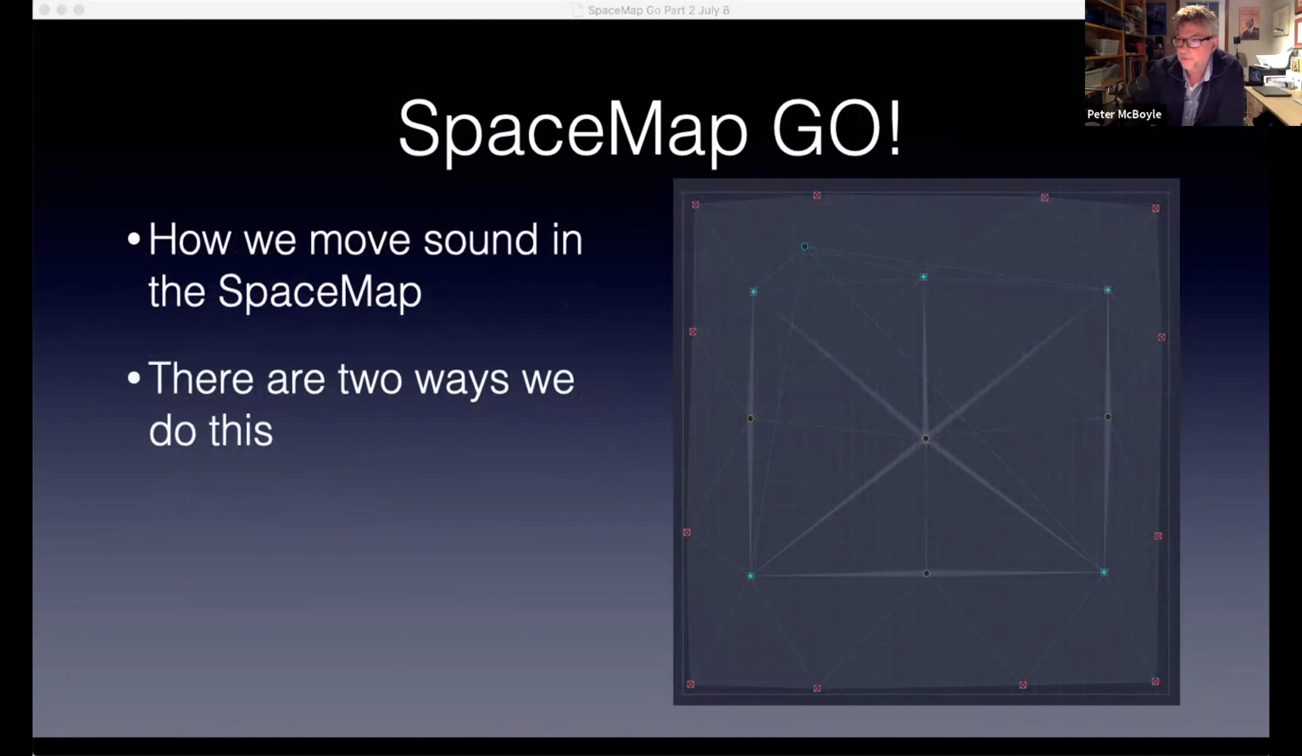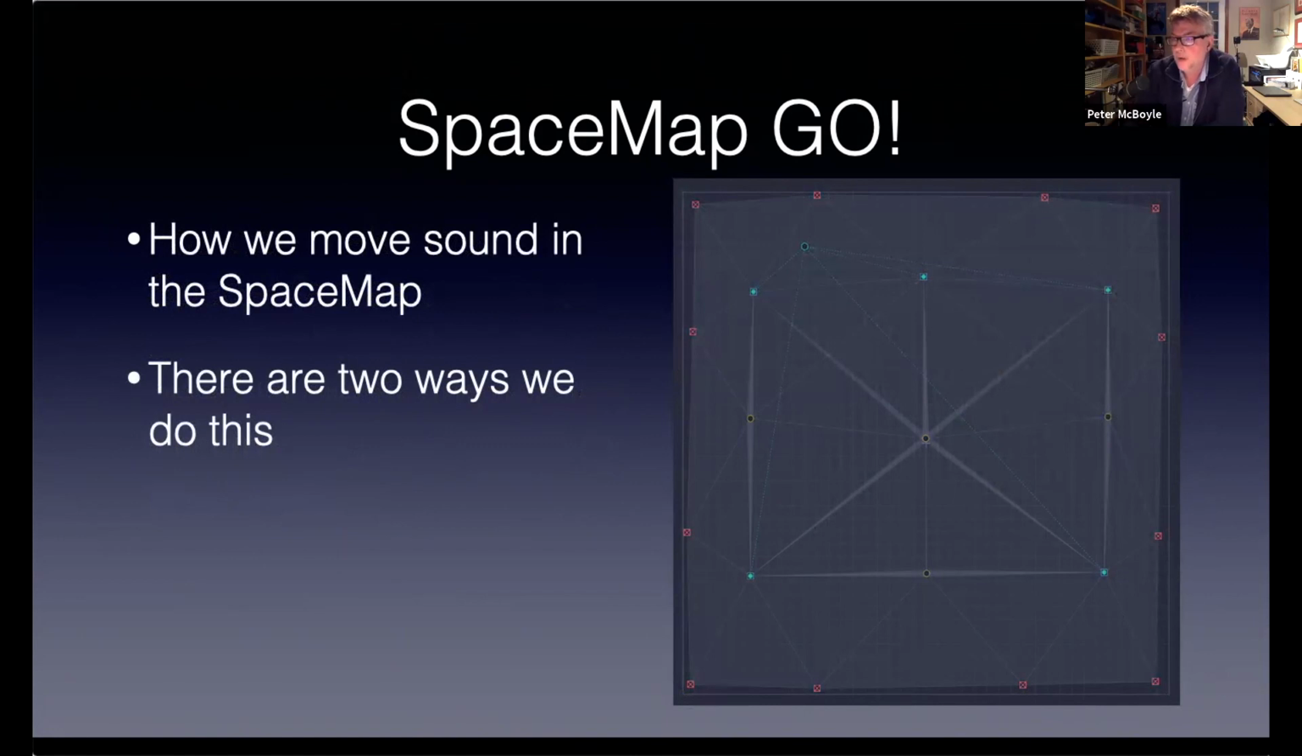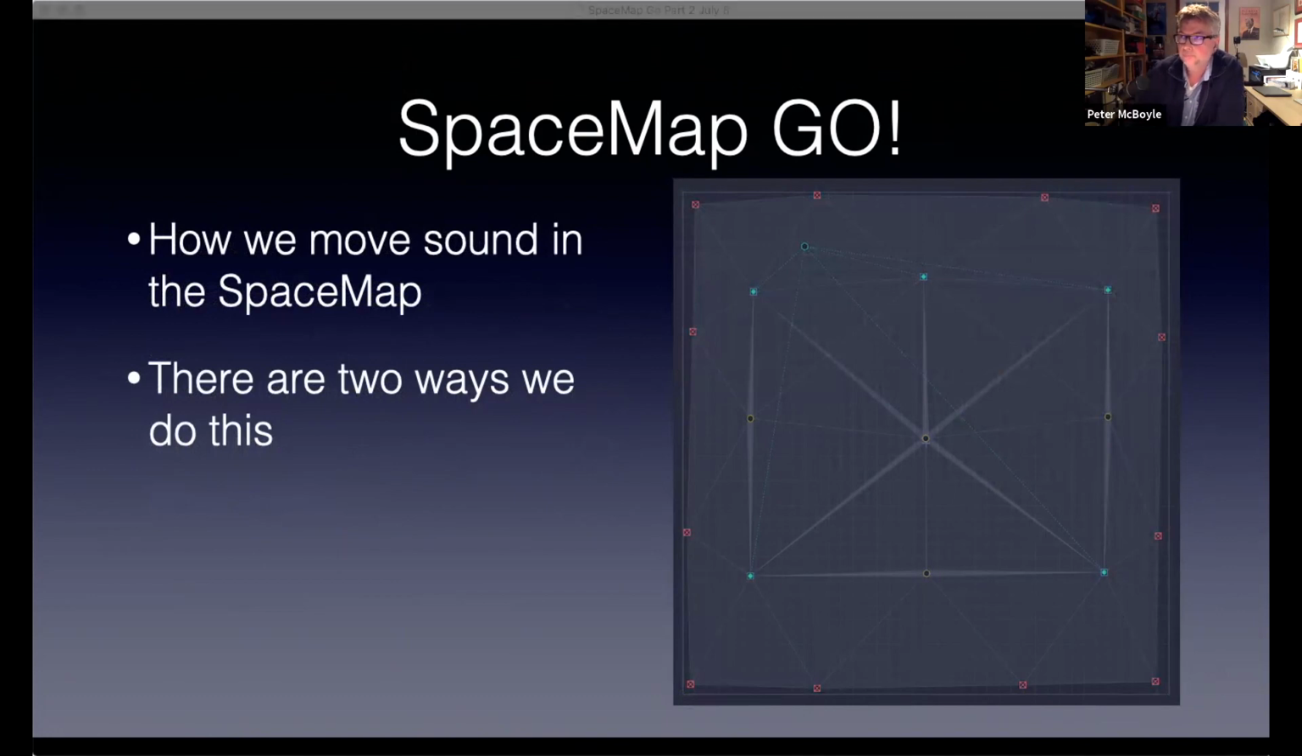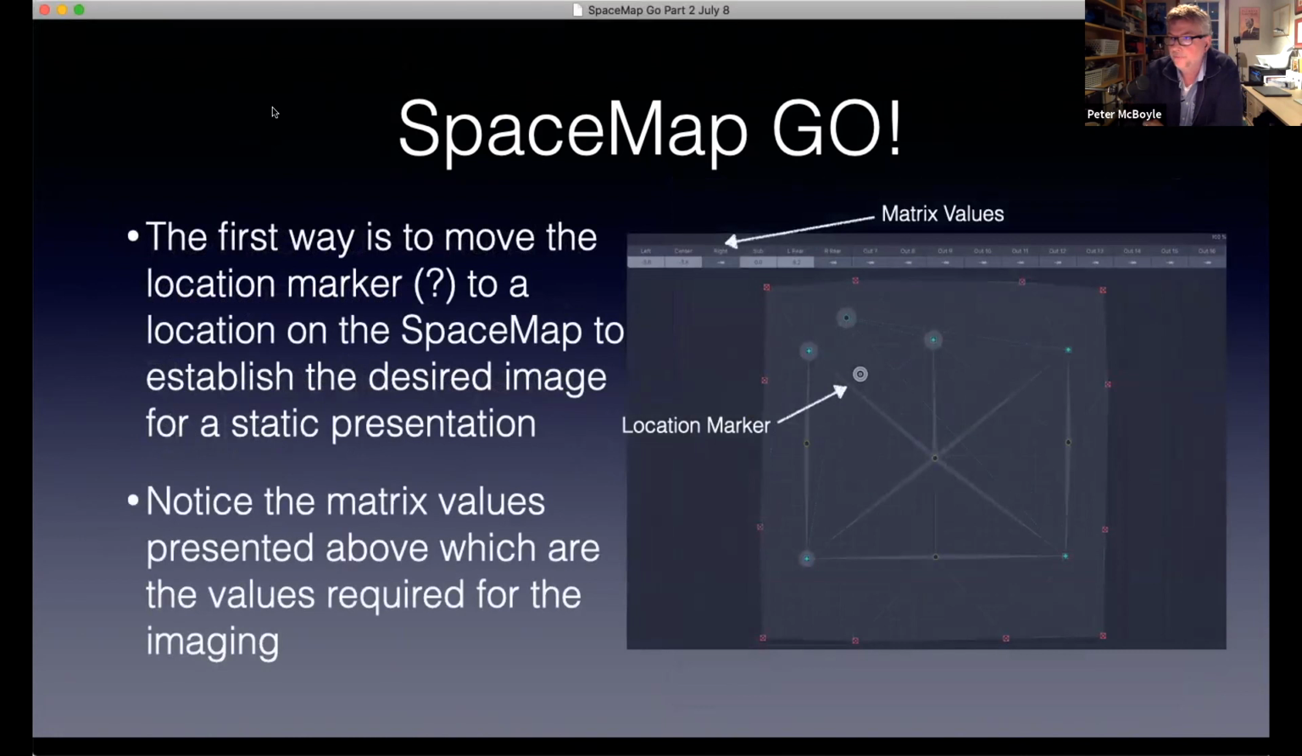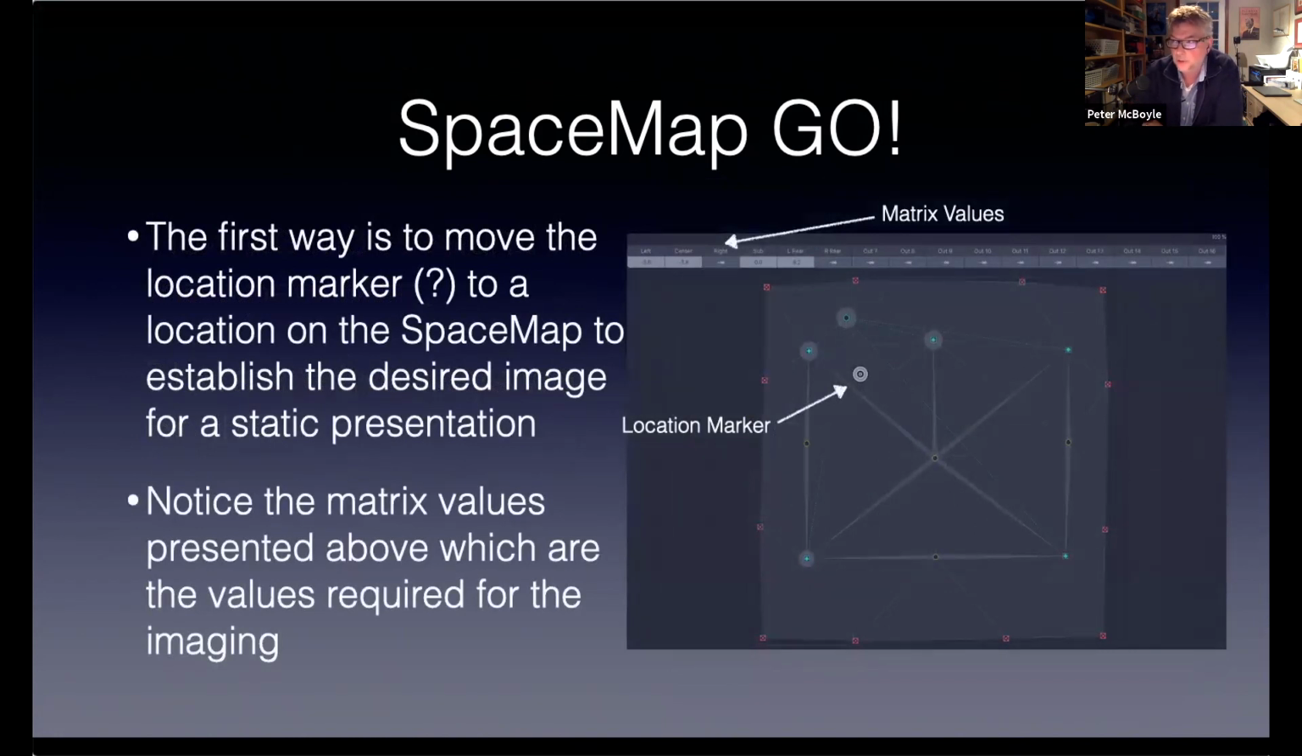So how do we move this? How do we move sound in space map? There's 2 ways to do this. Have to be on this window when I press that button. There we go. The first is to move what I call the location marker.